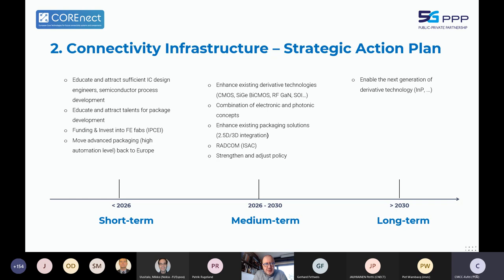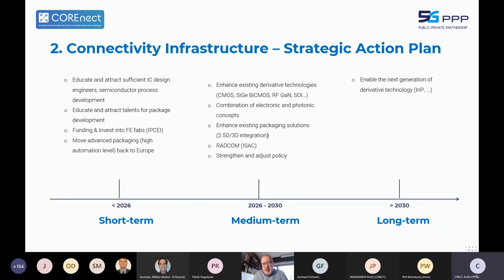What is important and sometimes forgotten is that we also need to have enough talent in Europe. So we need to educate and attract sufficient IC design engineers, semiconductor process development engineers, and also packaging, for example, is becoming more and more challenging. And this needs to be done in front-end fabs. Therefore, we can, for example, use the IPCEI program to ensure that the necessary capabilities and production facilities can be built in Europe. We definitely need more advanced packaging, for example, also for the antenna integration on chip. That is knowledge that can be considered to be extremely good in Europe. And beyond the knowledge, we can also look at the production within Europe.